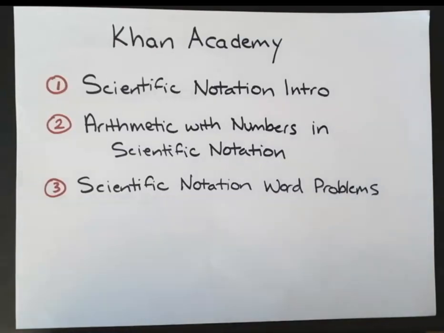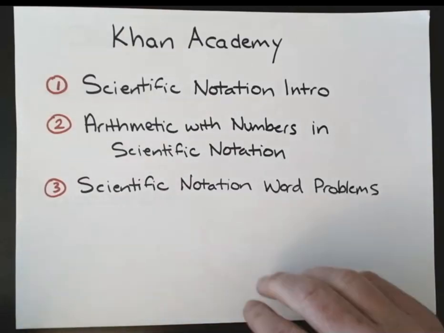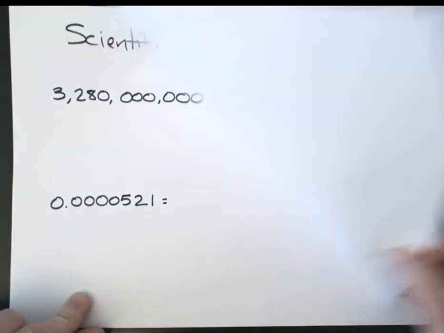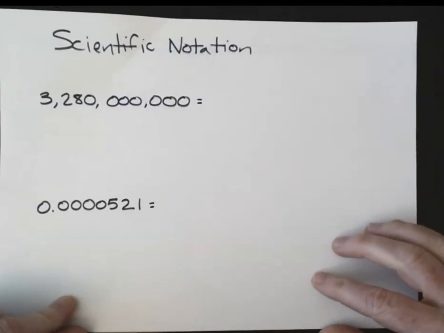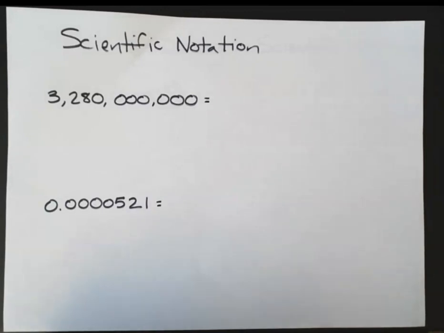After this video, you should be able to complete the Khan Academy topic Scientific Notation Intro, Arithmetic with Numbers and Scientific Notation, and Scientific Notation Word Problems. So let's get started. All right, scientific notation is a way to write very, very big numbers and very, very small numbers so that you can work with them a little bit easier. So here's what I mean.